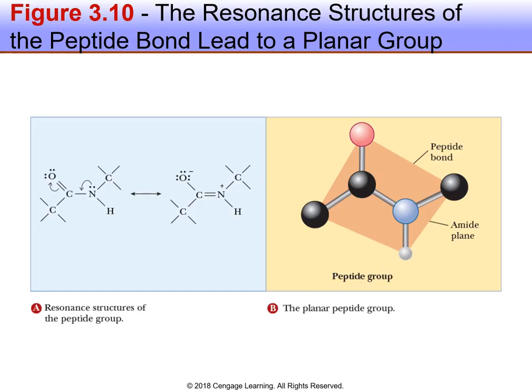So again, there is free rotation around the bonds between the alpha carbon of a given amino acid residue and the amino nitrogen and the carbonyl carbon of that residue, but there is no significant rotation about the peptide bond. Now this stereochemical constraint plays an important role in determining how the protein backbone can fold.